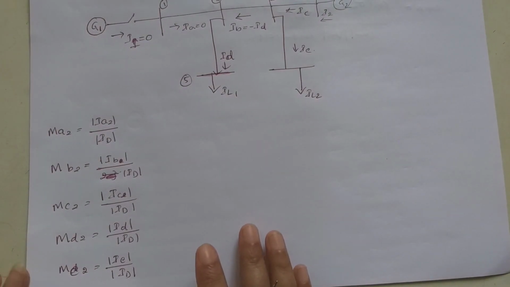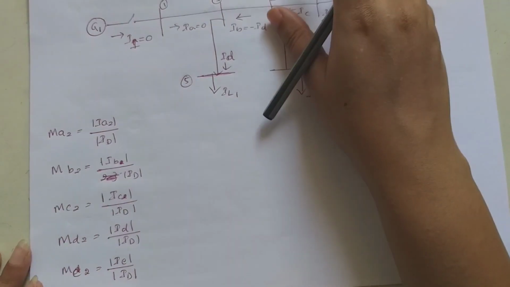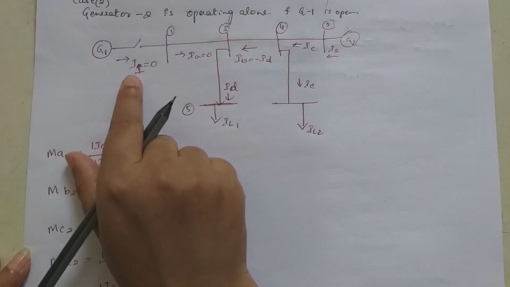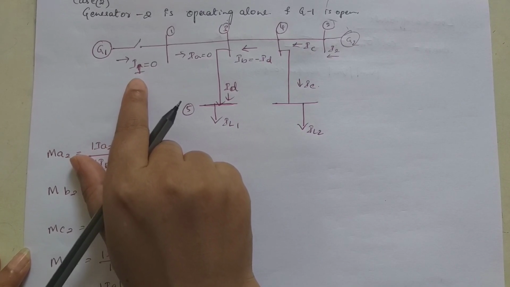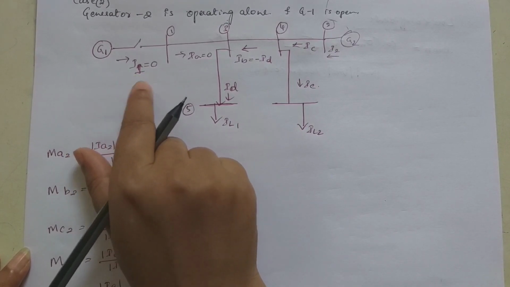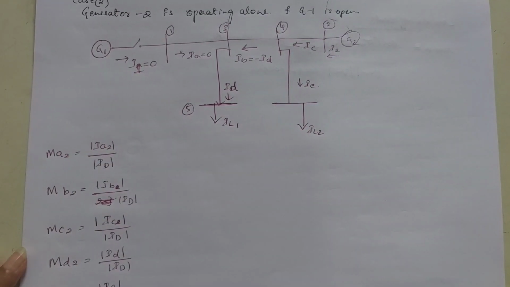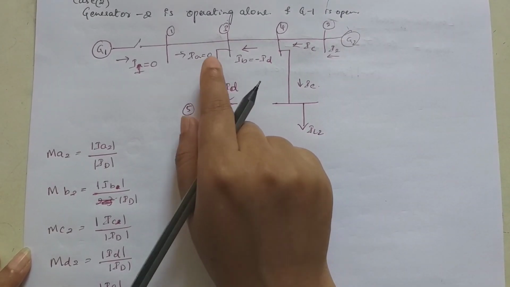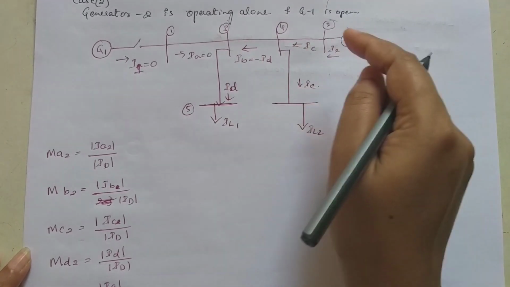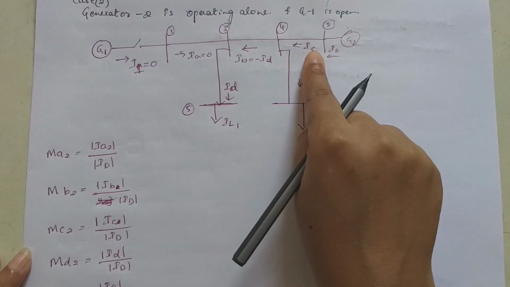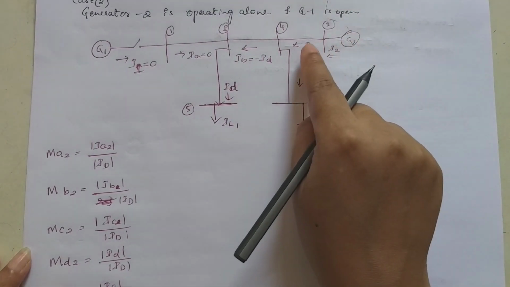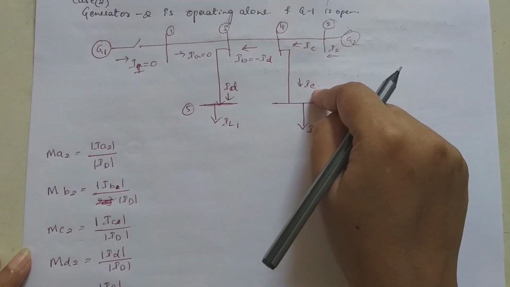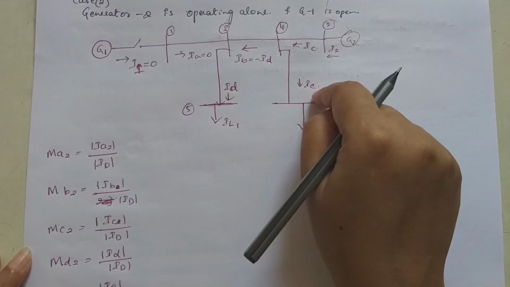Okay, consider case 2 where generator 2 alone operates and G1 is open. When G1 is open, the current through it, I1, is equal to 0. When this current is 0, IA is equal to 0. When IA is equal to 0, IC is equal to I2, which is equal to ID plus IE.